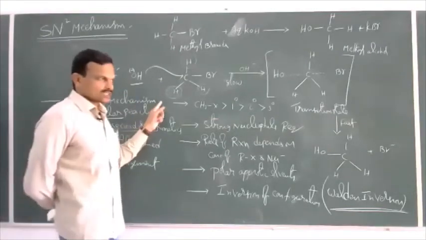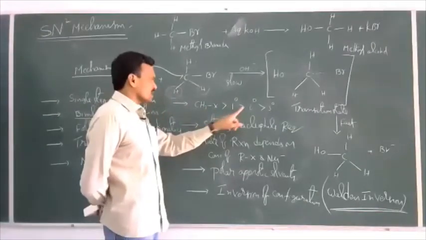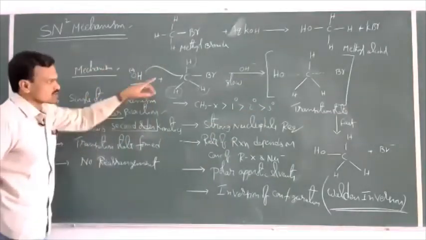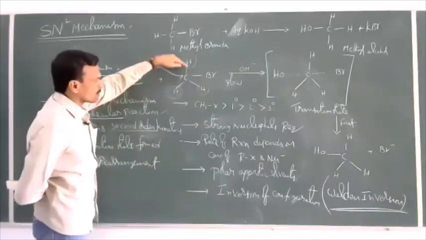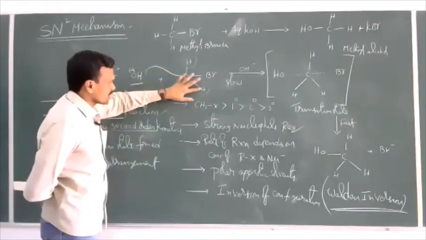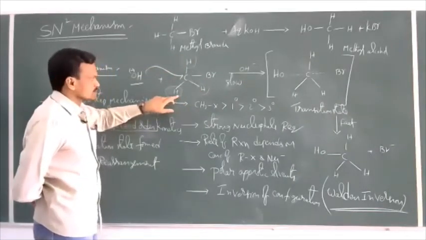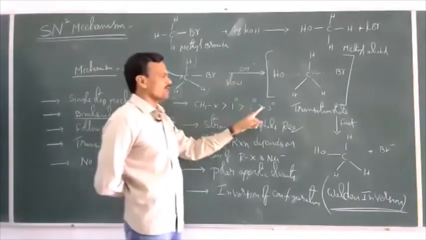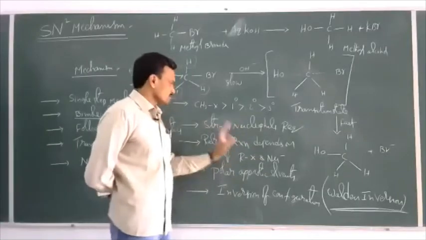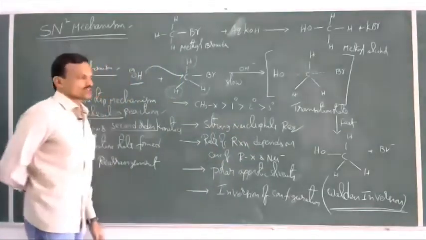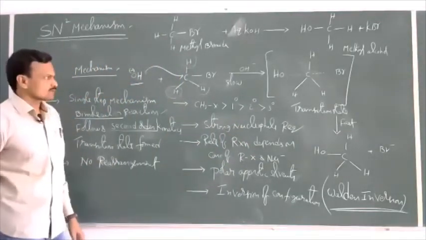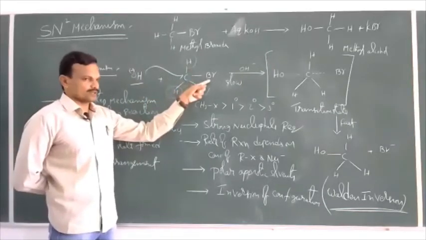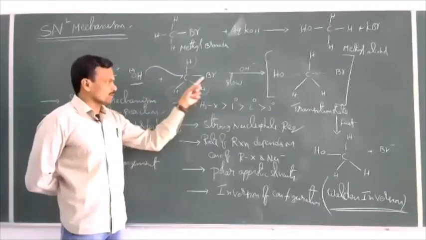The order of reactivity is methyl halide greater than primary greater than secondary greater than tertiary. Why? Because as the substitution at the halogen bonded carbon increases, the steric hindrance at the carbon increases. The bulkiness of these groups increases, steric hindrance increases, and hence the rate of reactivity decreases. And in this reaction, we require a strong nucleophile. The attacking nucleophile must be stronger than the existing nucleophile. A strong nucleophile can replace a weak nucleophile.